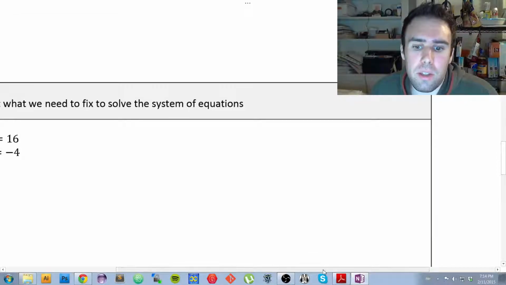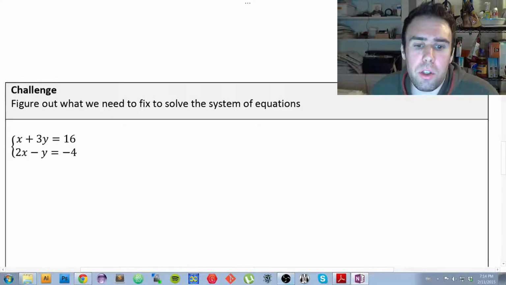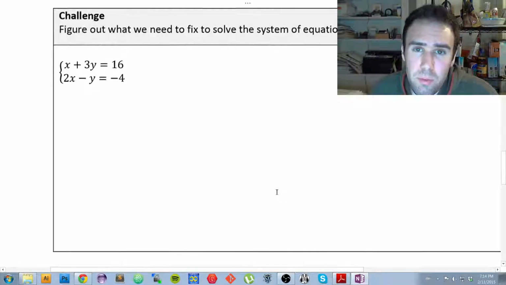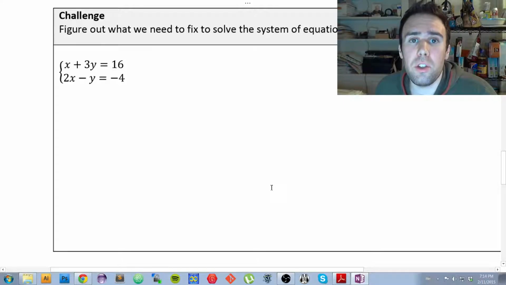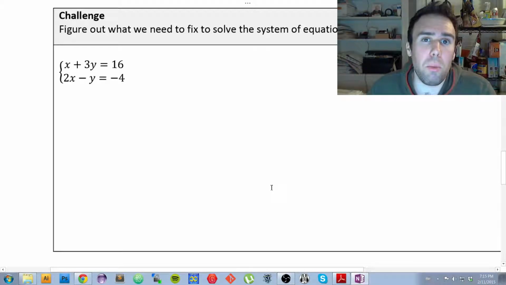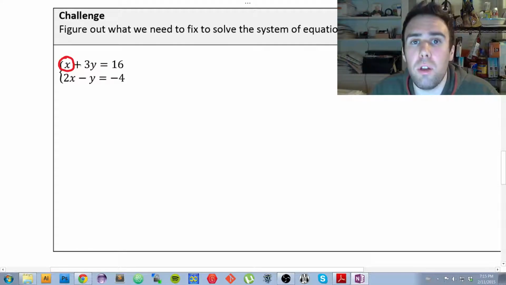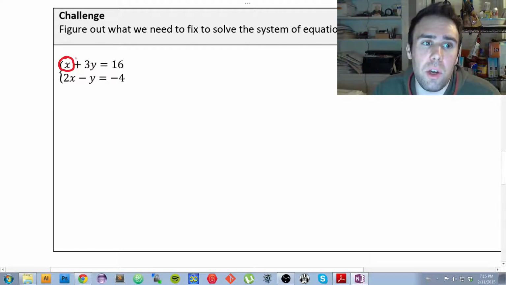Now, on the last part of the notes, I put in this challenge right here. And it's a challenge because you'll notice that neither equation is ready to substitute. That's because we don't have one variable all by itself. But just like with graphing, not every equation was ready to be graphed. We can fix this. So what you're going to do to fix it is move the other term to the other side of the equation.